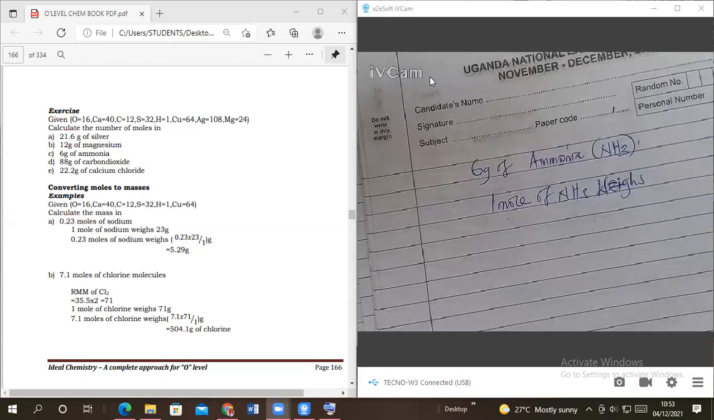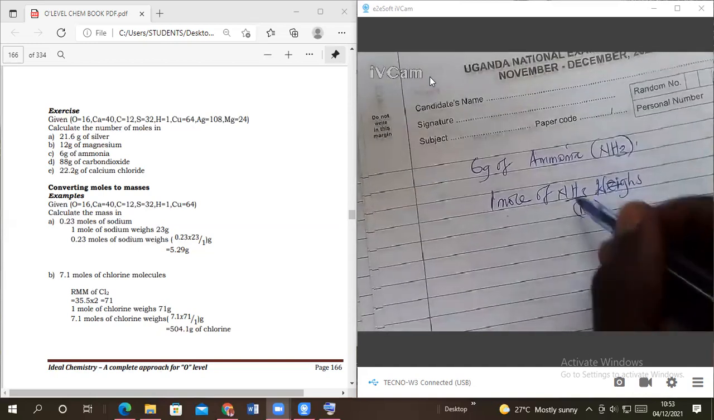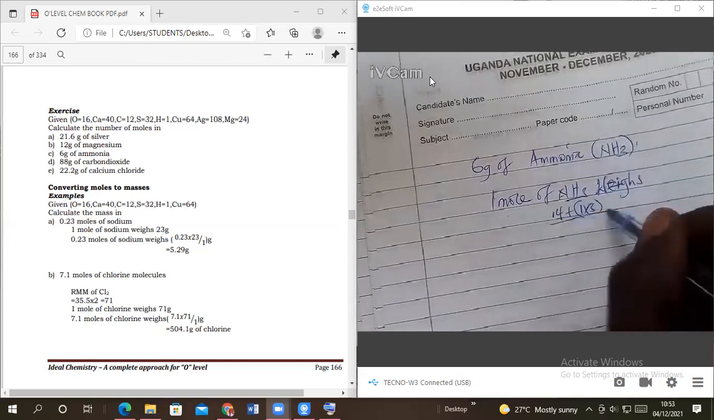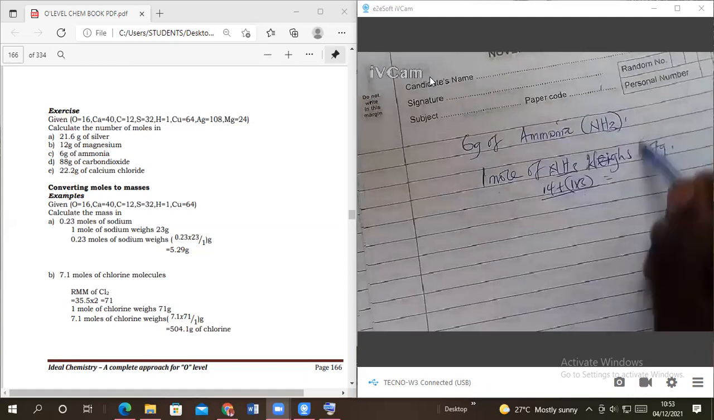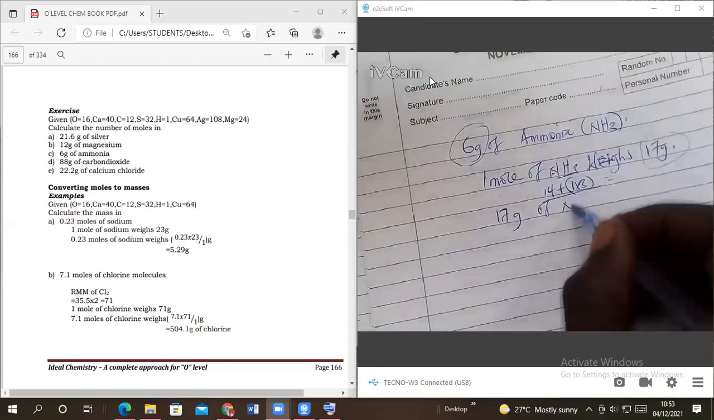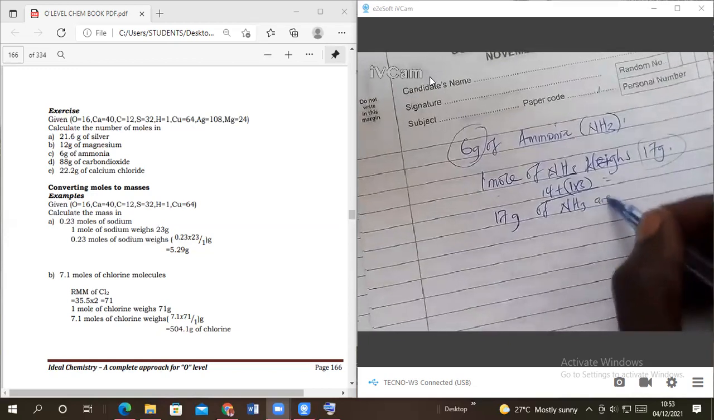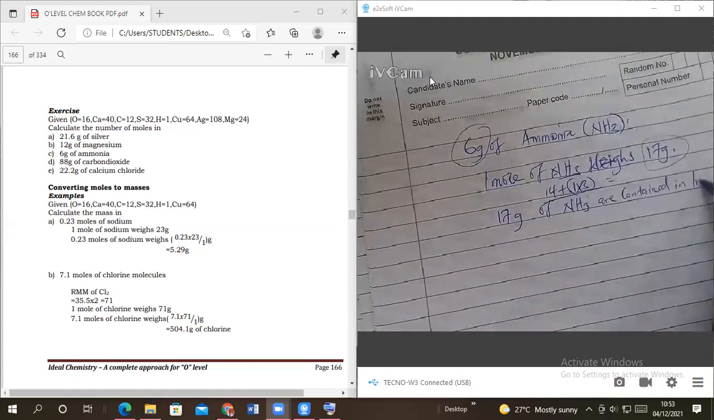Ammonia is 3 times 1, which is 1 times 3, plus nitrogen, which is 14. What is the answer? It weighs? It weighs 17. 17 grams. So start with this, since they have given you grams. So you say 17 grams of ammonia are contained in 1 mole.